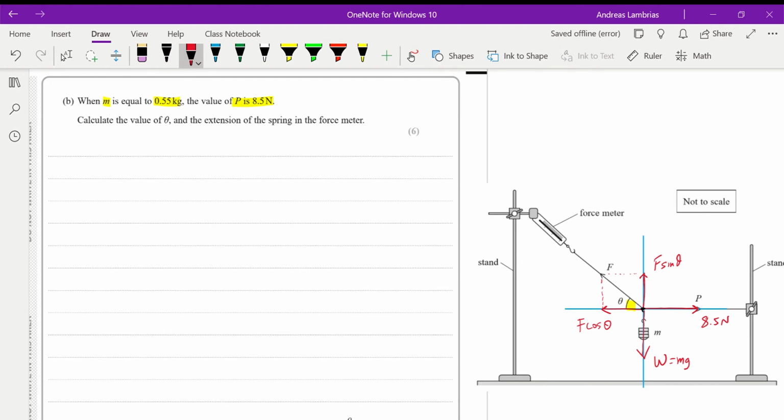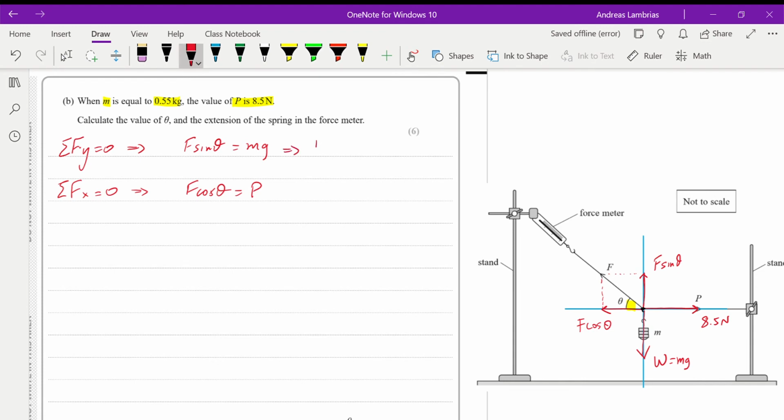Since everything is in equilibrium, on the y-axis it's in equilibrium, therefore F sine theta is equal to weight, and I know that weight is mass times g, so I'm just going to write mass times g directly. And on the x-axis it's also in equilibrium, therefore F cos theta is equal to force P. Okay, so we know the numbers there.